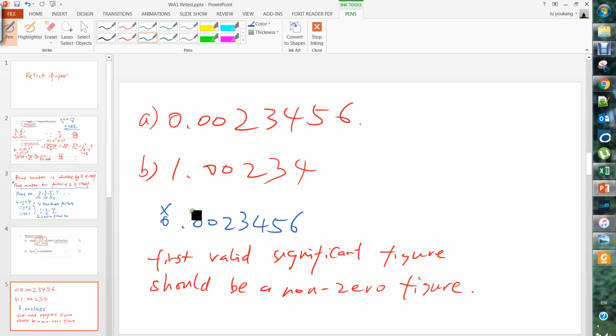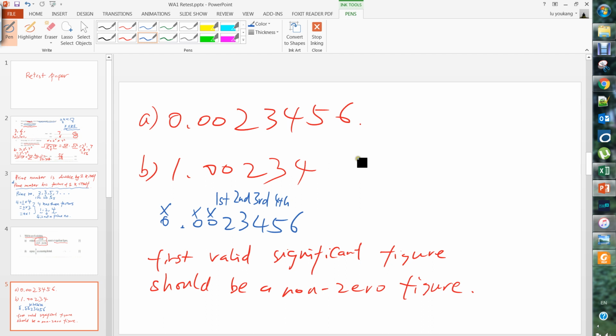And then after the decimal point, is this a 0? Yes, it's a 0, so I shouldn't start from here. I should start from a non-zero. So if you look at it, I should start from here. So 2 is the first significant figure, and then 3 is the second, and this 4 is the third, and then this is the fourth.